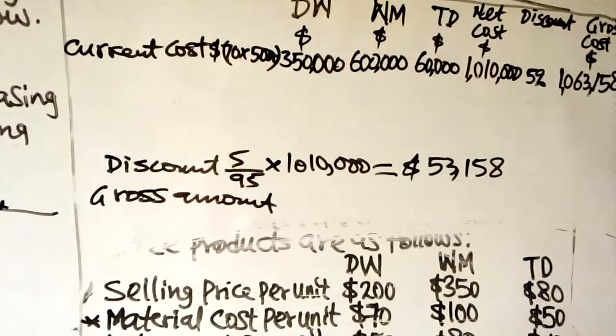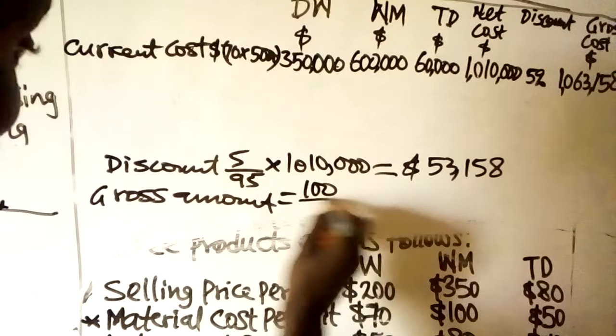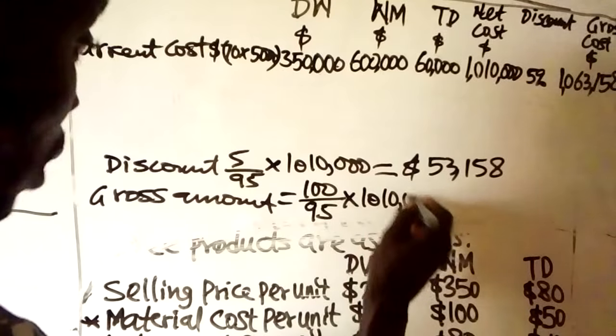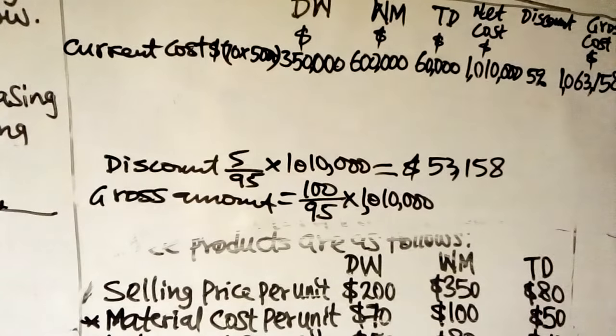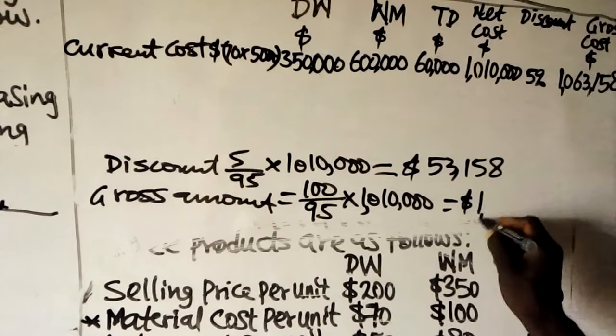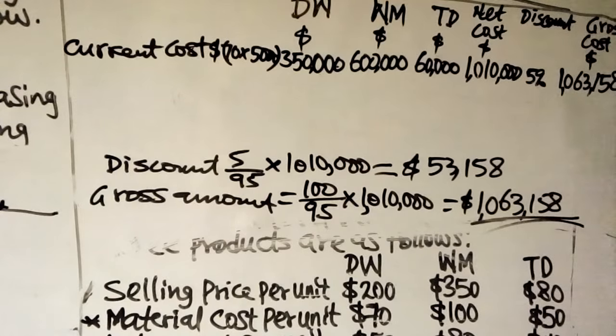Alternatively, you may have gross cost equals to, you want to calculate 100%. That will be 100 over 95 times 1,010,000. And that will give you 1,063,158 directly. So that is the current cost you incur. You incur this, then you enjoy 5% discount, then you are paying this.